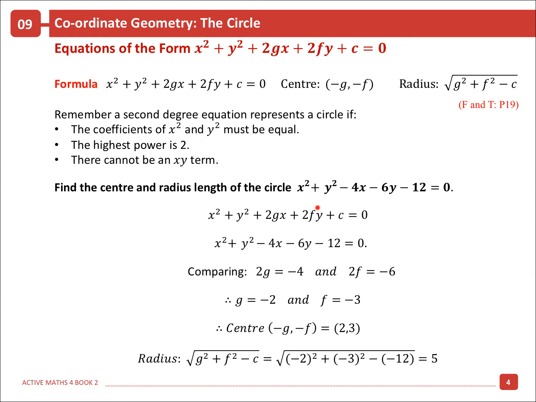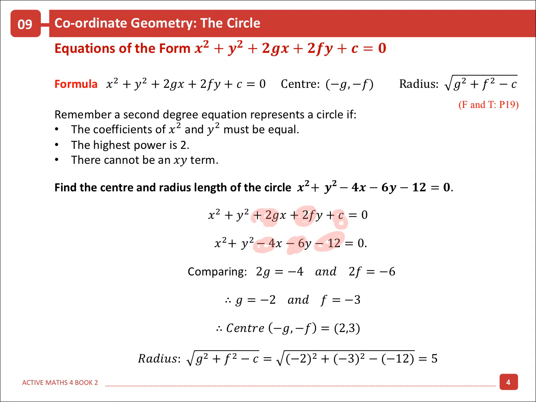So when we look at an example, x squared plus y squared minus 4x minus 6y minus 12 is equal to 0. When we compare the two equations, this being the one from our log tables and this being our question, we can see very clearly that 2g is equal to minus 4, and 2f is equal to minus 6. We can also see that our c in this equation is equal to minus 12. So with that knowledge, 2g is equal to minus 4, g is equal to minus 2, and 2f is equal to minus 6, so f is equal to minus 3.